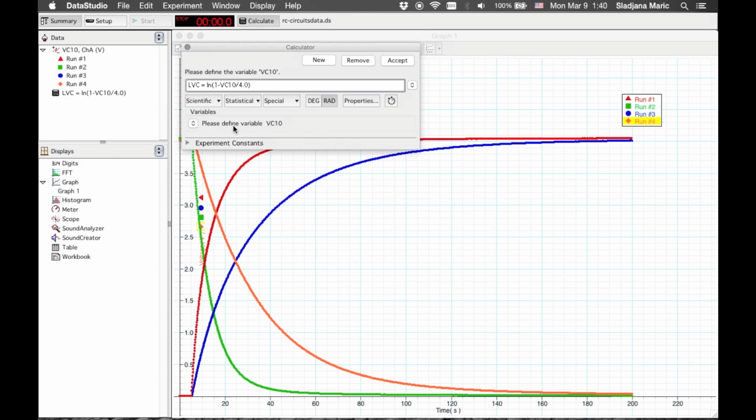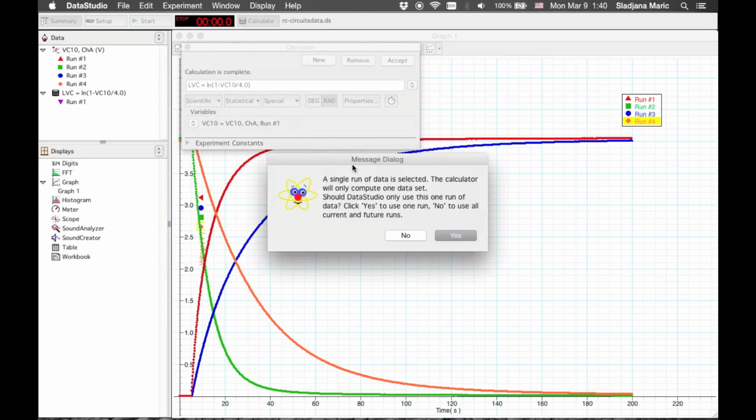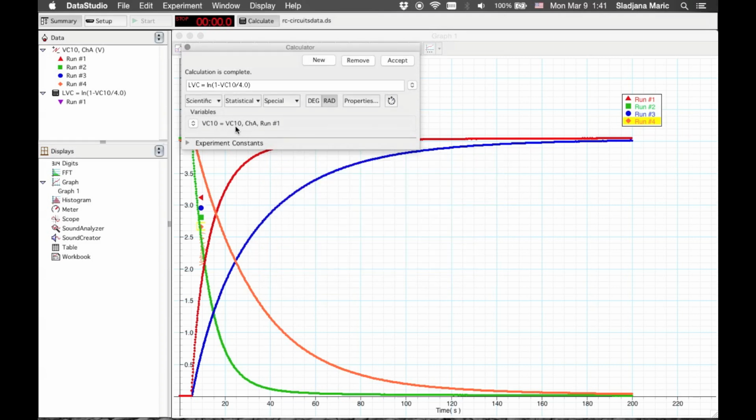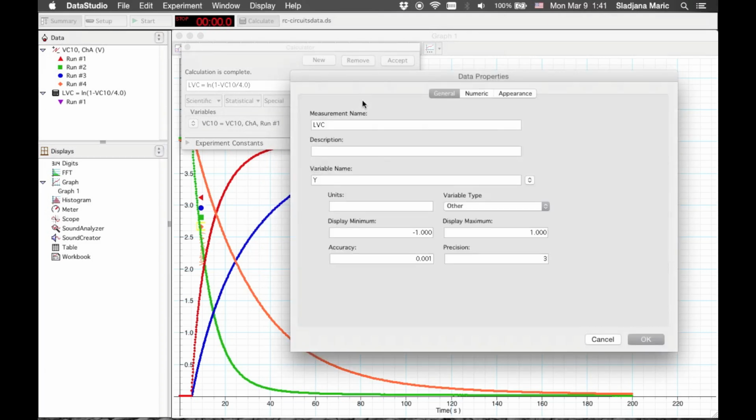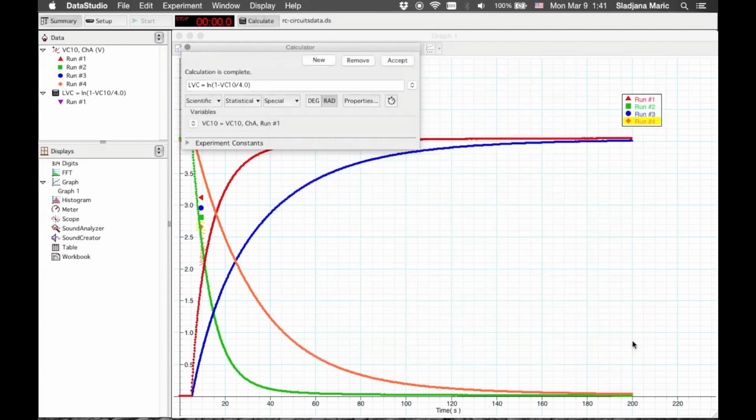Now here it says please define variable VC10. So run number 1 was the run when we charged the capacitor through a 10 ohm resistor. So we are going to click on run number 1, drag and drop it here, and then click on yes. Now our variable is defined. Click on the properties, under variable name, erase y and type LVC, and then for units we are going to have volts. Now click OK and then click on accept.